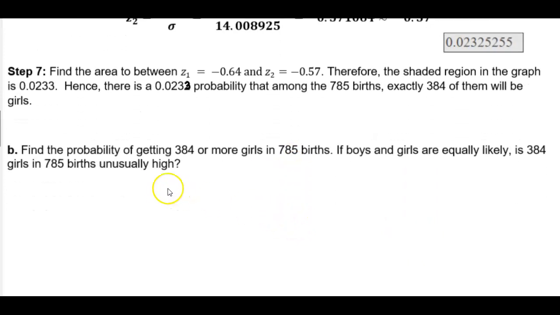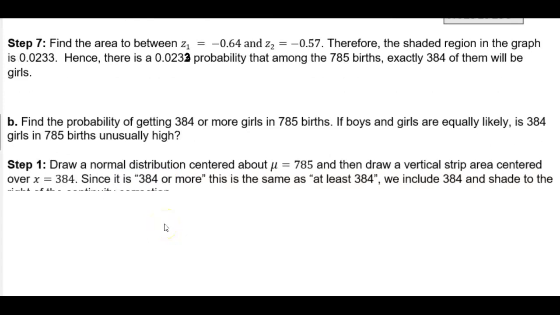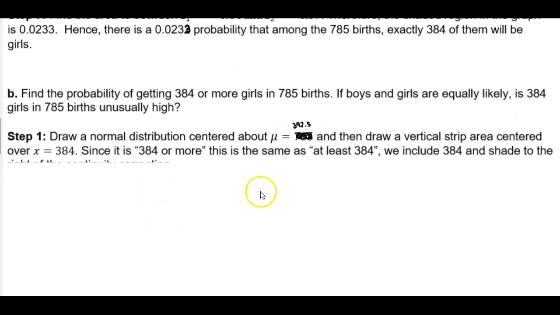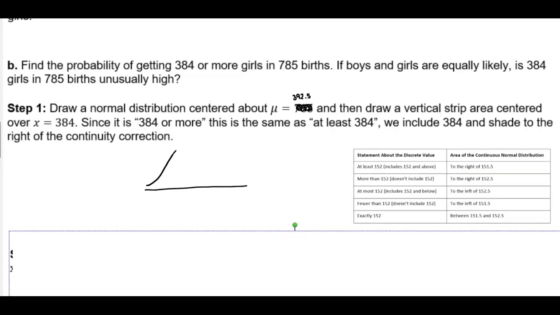Okay, now in part B it says find the probability of getting 384 or more girls in 785 births. If boys and girls are equally likely, is 384 girls in 785 births unusually high? So remember that the mean is 392.5, and so we're going to draw a normal curve that's centered around that. So let's first do that. We have our bell curve. Again, we know the mean is 392.5.